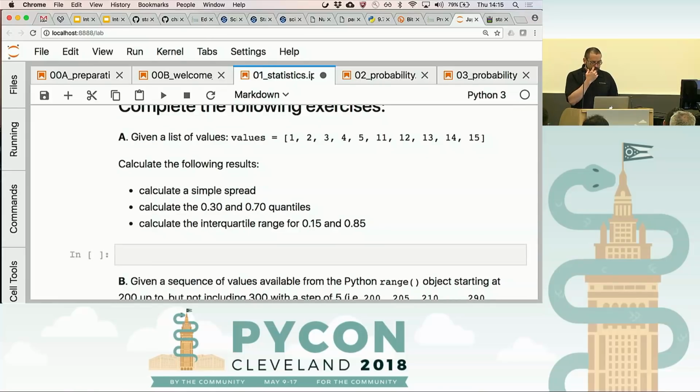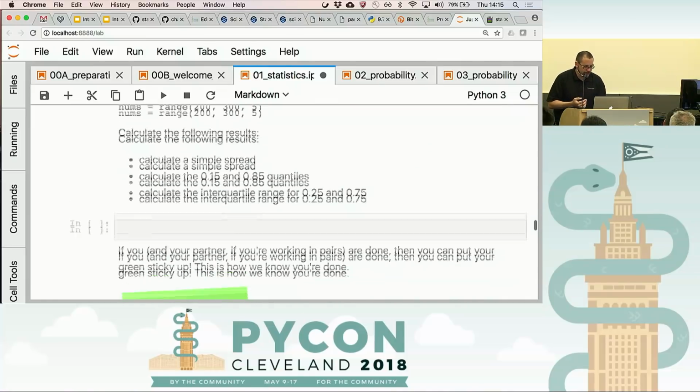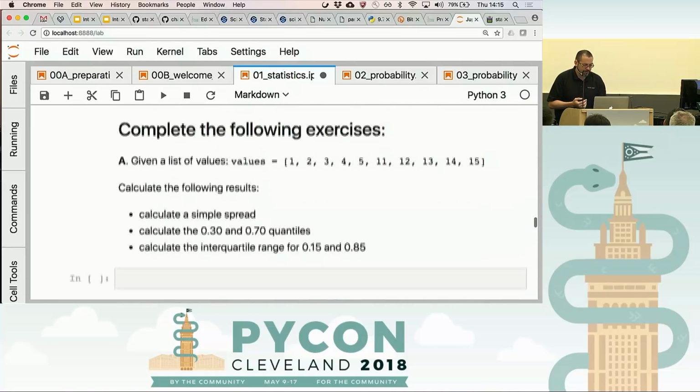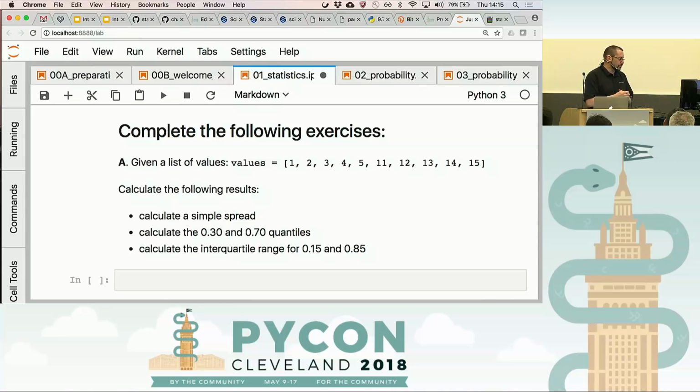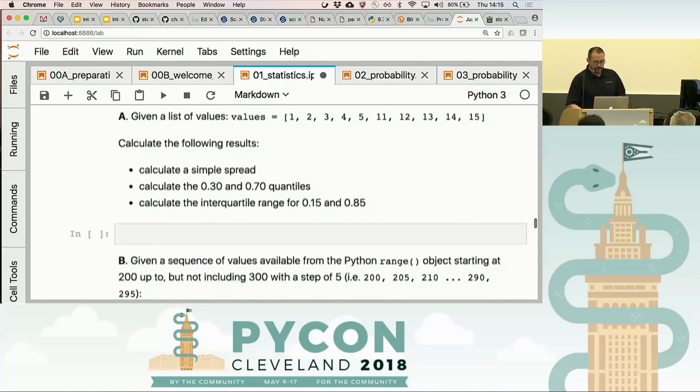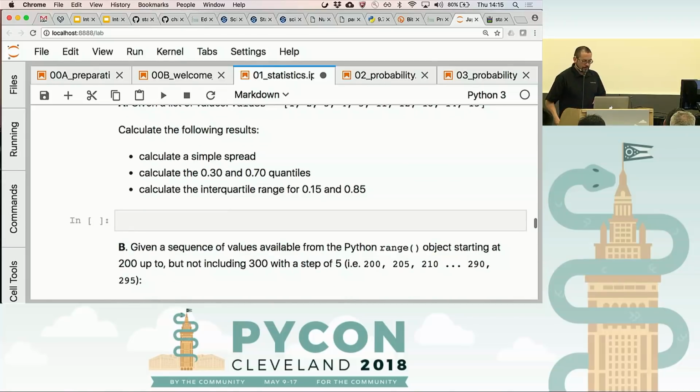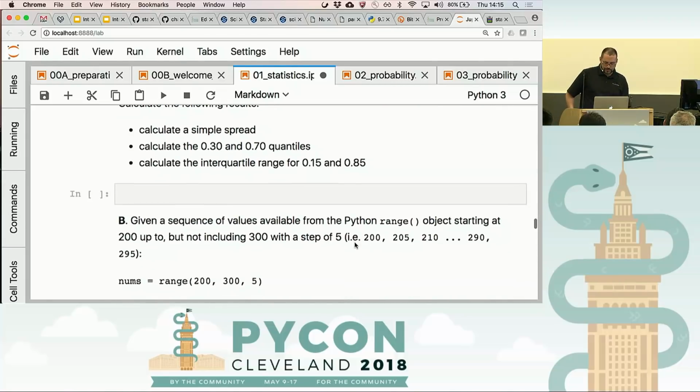So we'll give you guys a break. If people need to walk around, stretch, whatever, you can do that as well. Spend a couple minutes here, say 5. Walk through calculating a simple spread, calculating some quantiles, and then calculate an interquantile range for these numbers. And of course, I'll answer questions.